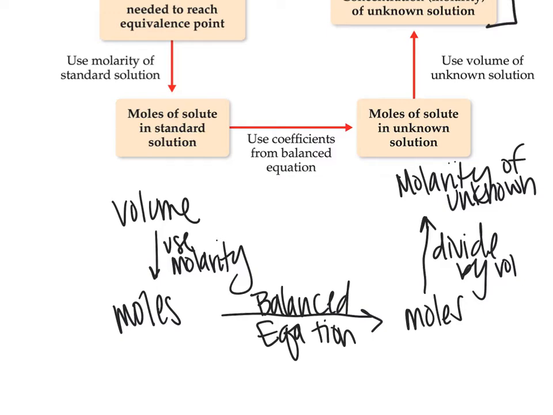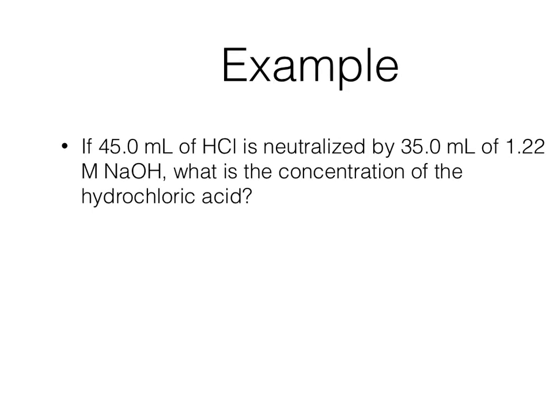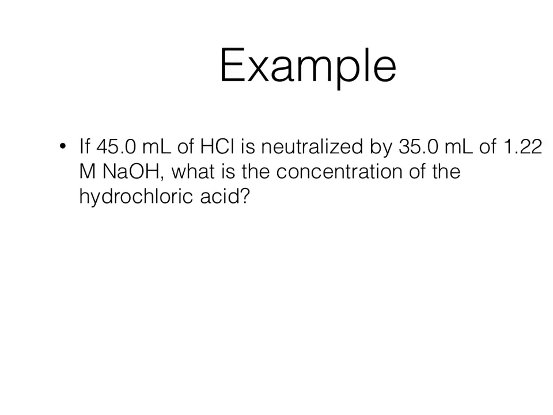Now, titration questions feel scary. I get that. But it is a series of steps, which if we think about it, it's 1, 2, 3 calculations. These 3 calculations are very simple and are very similar to determining the limiting reactant. We just also have a volume. So, in our first example, if 45 mL of hydrochloric acid is neutralized by 35 mL of 1.22 molar sodium hydroxide, what is the concentration of the hydrochloric acid?